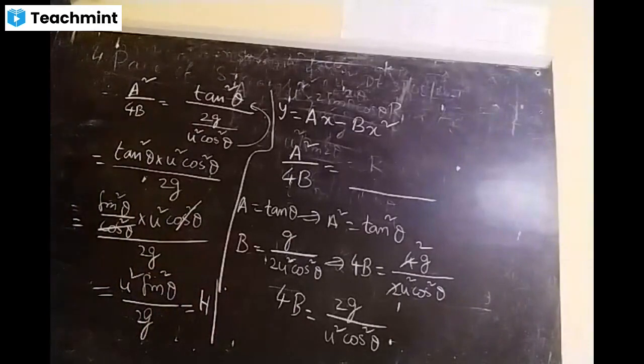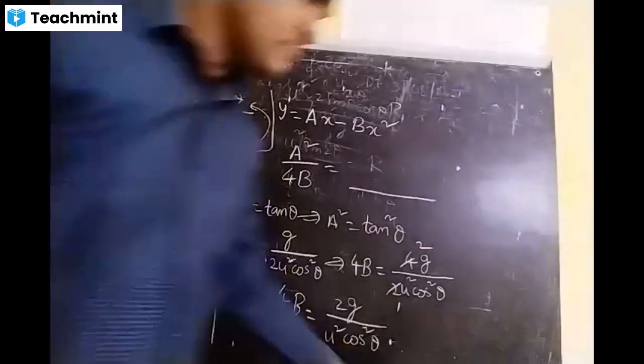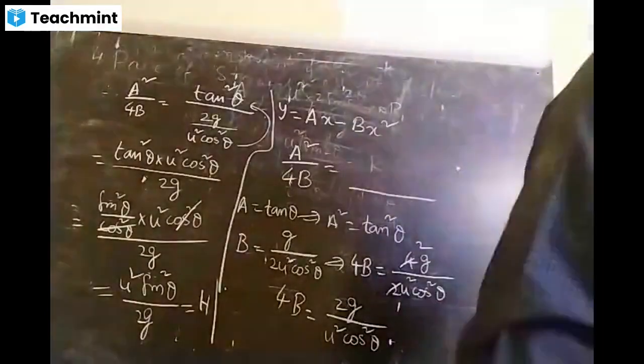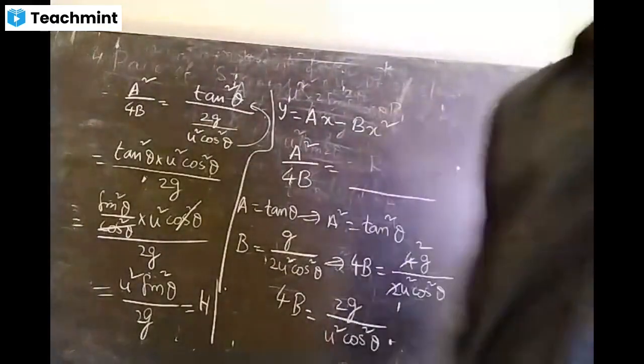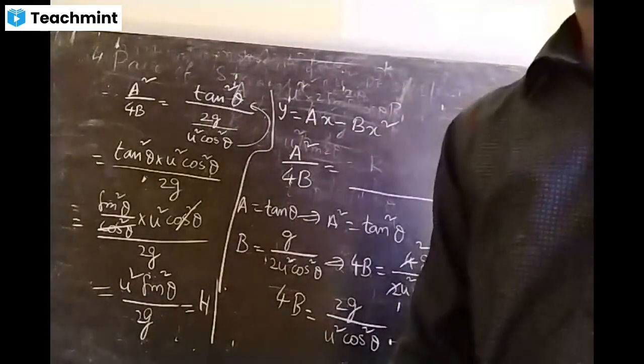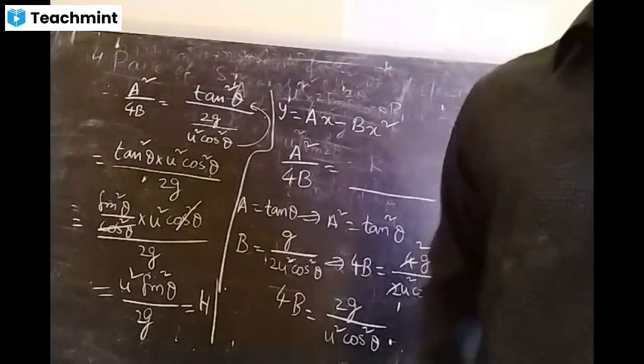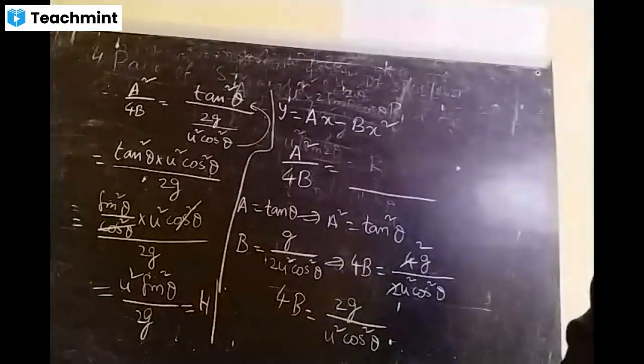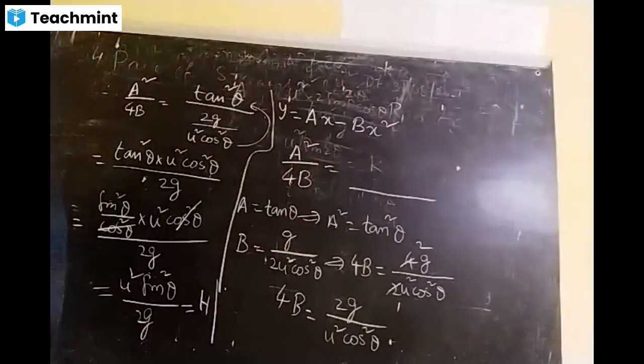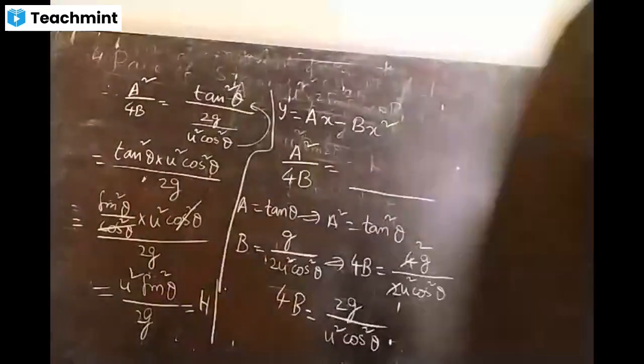Maximum height of a projectile. Very important. Remember these two, keep these two formulas in your mind. A by B gives what? Range. A square by 4B gives maximum height.